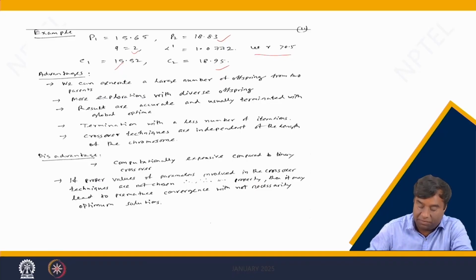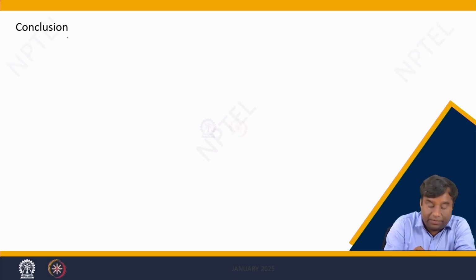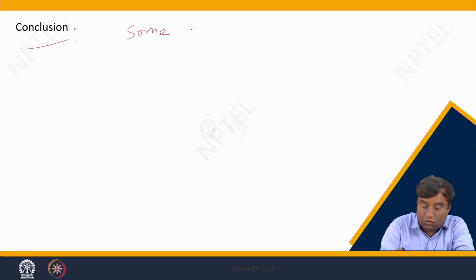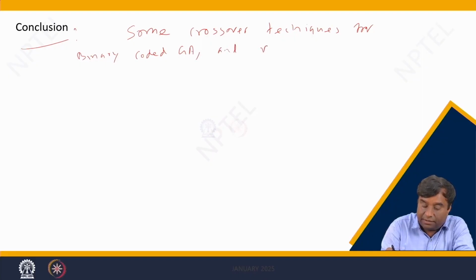So in conclusion, we can say that today we have learned some crossover techniques for binary coded genetic algorithm and real coded genetic algorithm. So given one question, try to solve it.